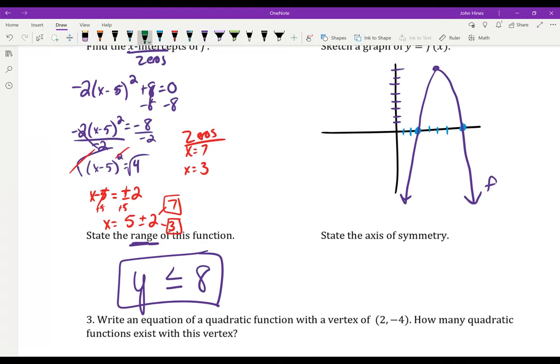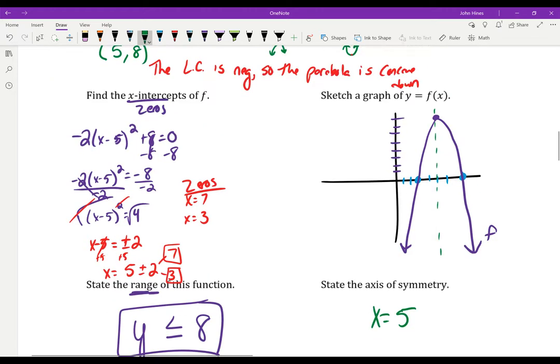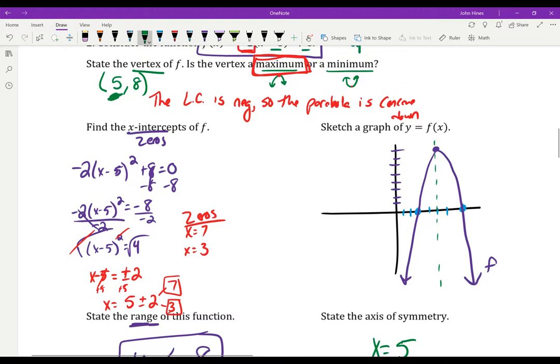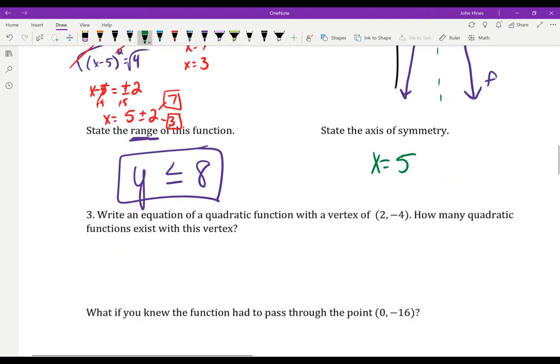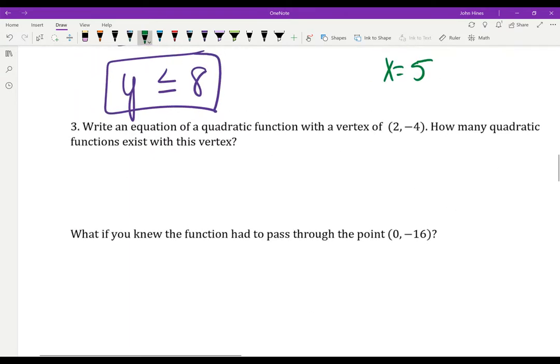The axis of symmetry, who's cutting this parabola in half? Well, it's x equals positive 5. How did I get that? It's from my vertex. It's the middleman in my table. It's that vertical line that makes a mirror image of my parabola. One more part and we're done with this lesson.